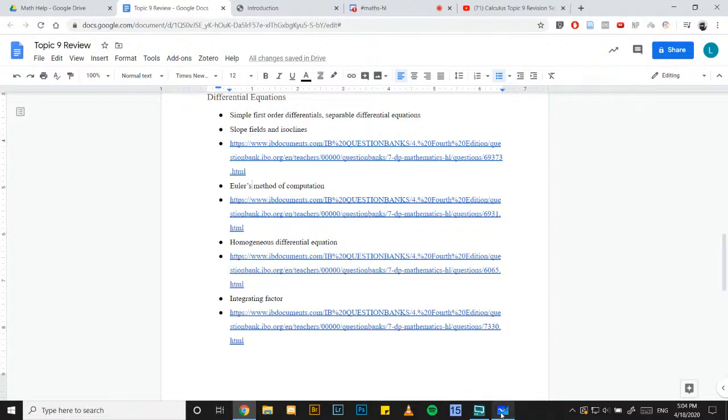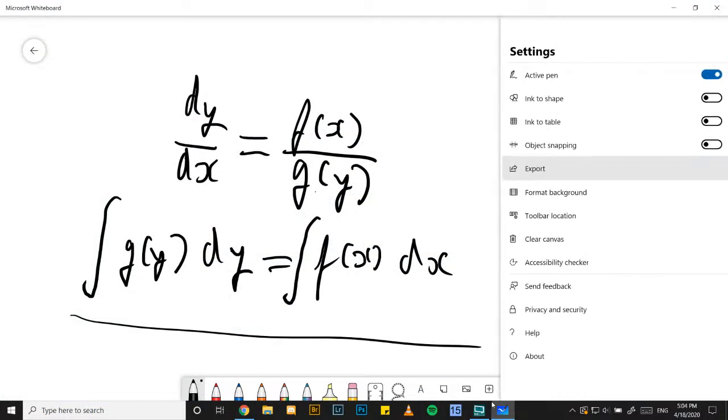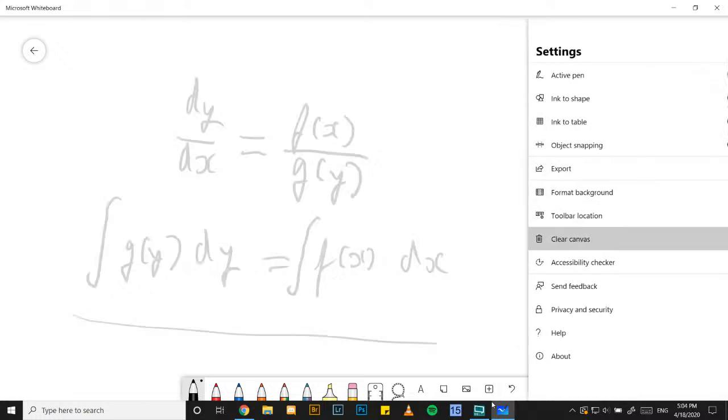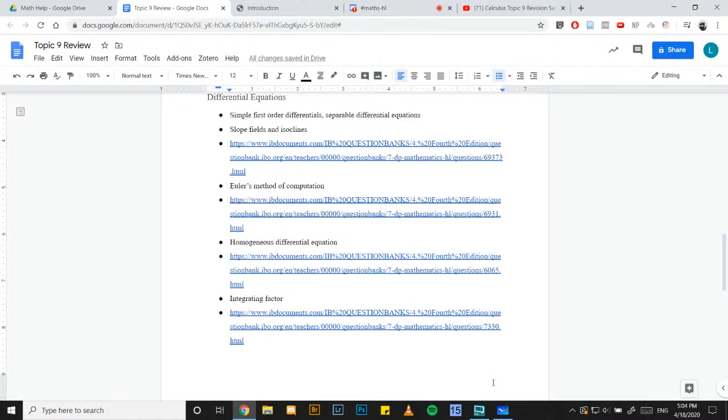Homogeneous differential equations. Now, the thing with homogeneous differential equations is that they're in this form essentially. So I'm just going to pop up and show you what form that is. Wait, I have forgotten what form it is. One second.